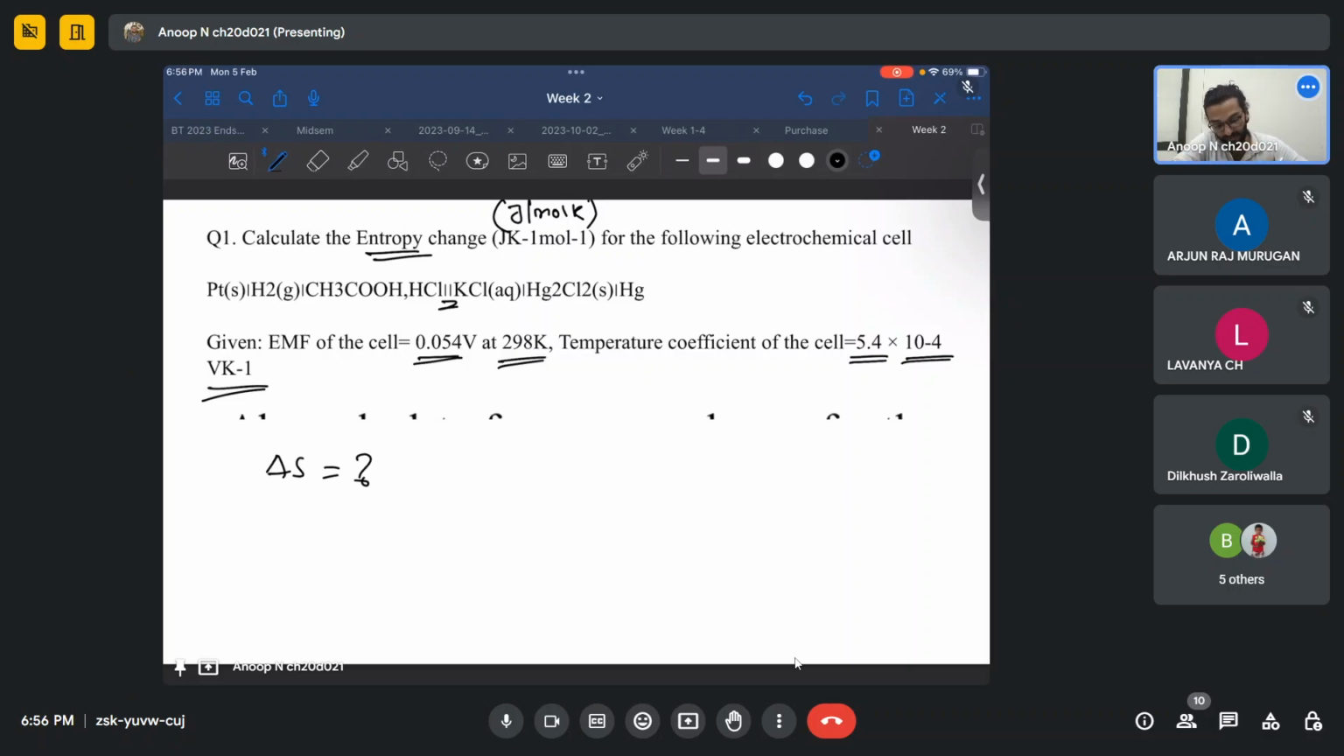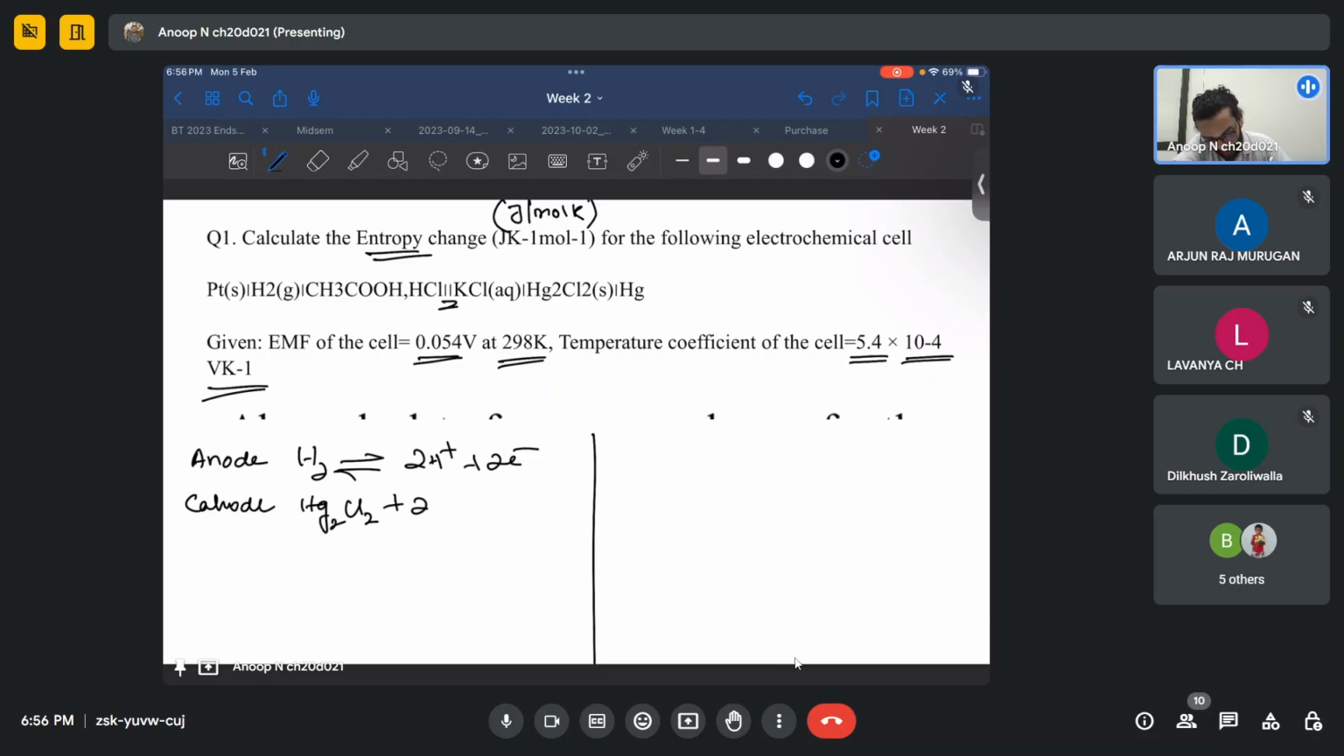Yeah, I think I will solve it. So first, whenever we get a problem like this, we will write the half cell reactions. So what is the anodic reaction? At anode, we can write H2 gives 2H plus 2 electron.